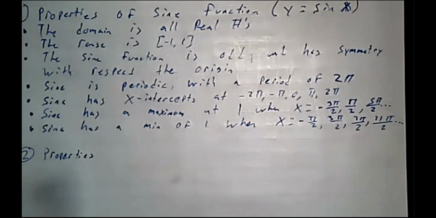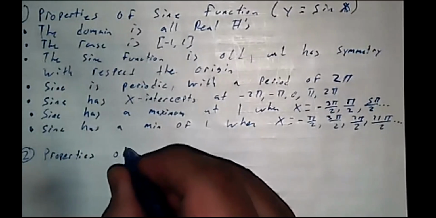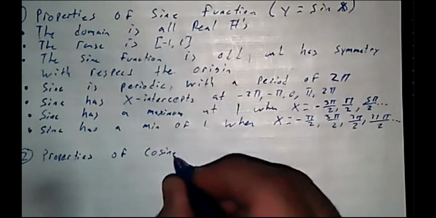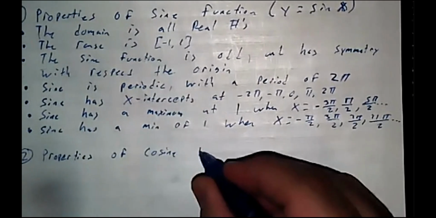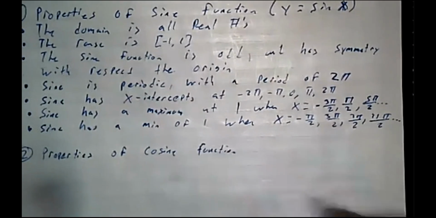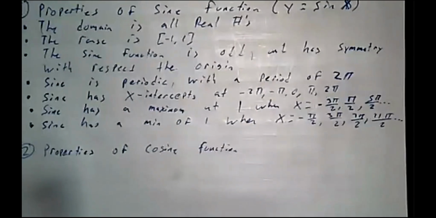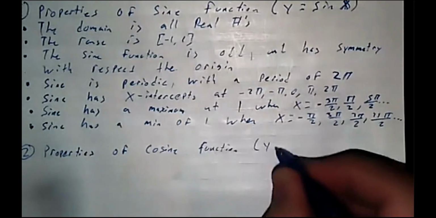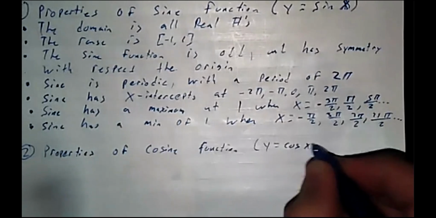All right, so I'll try to shorten it on the next one because it's the same stuff, but just changes little parts here. I'll show you. So properties of cosine function. Okay. Y equals cosine x.